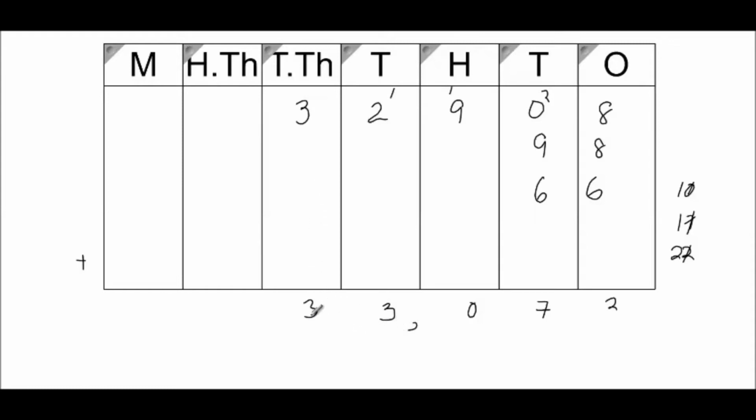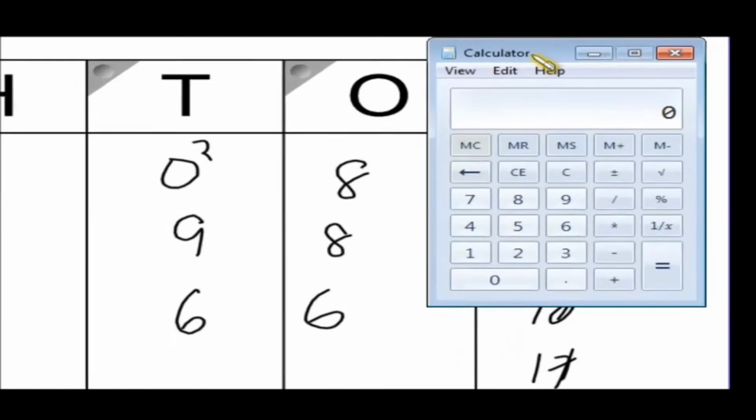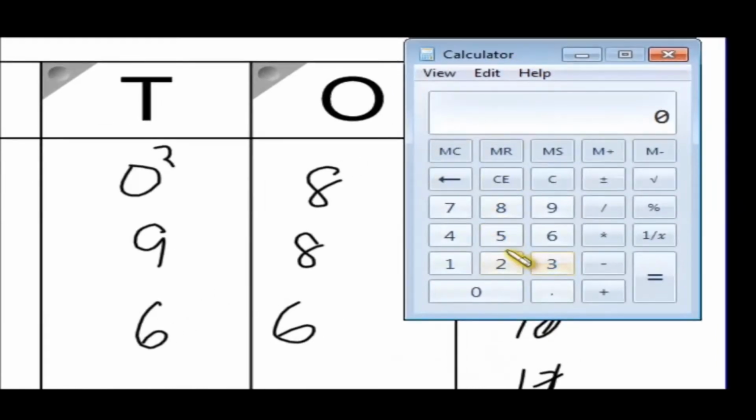Our answer should be 33,072. Now, in addition to knowing how to set this out, it's also good that we are able to use our calculator. We punch in the numbers we're going to add first. 32,908, we look for the addition button, plus 98 plus 66 equals, and we would see here 33,072, and that is what we got.